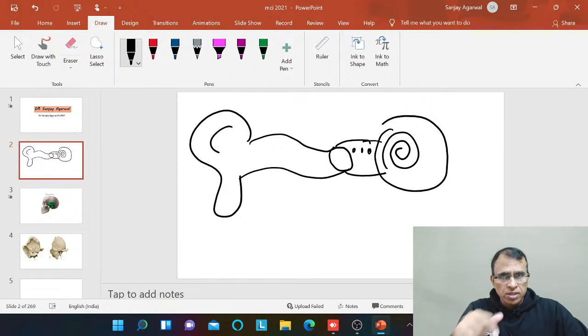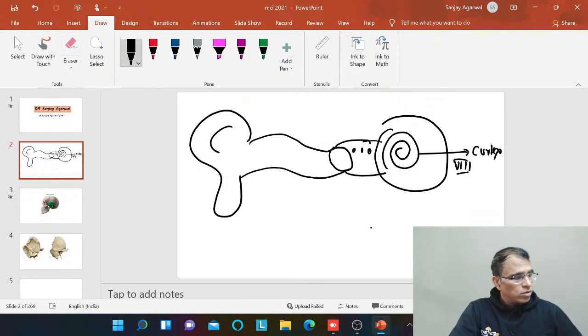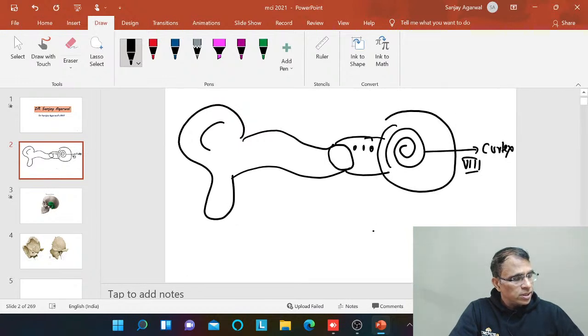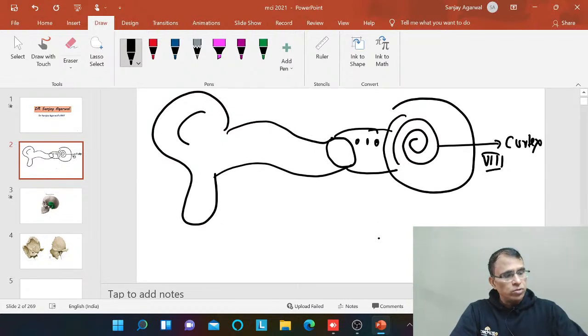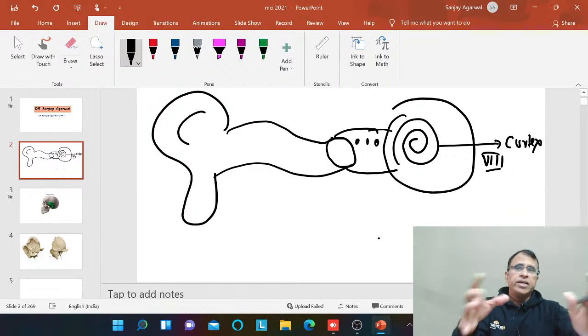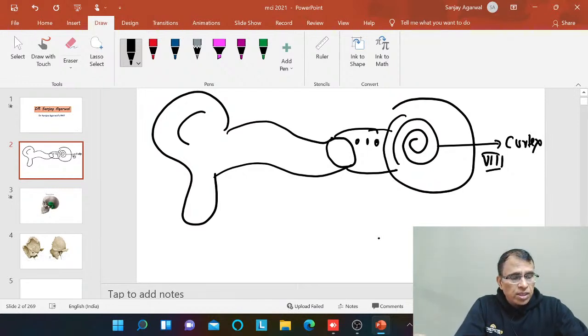So this ring-like thing that I've drawn is supposed to be a cochlea. And from here, the eighth nerve carries a signal to the cortex in the brain, the auditory cortex, as we call it, where you finally hear the sound. So this is how the sound travels. This is the entire ear, and I'm going to draw this diagram many times, so get used to this.